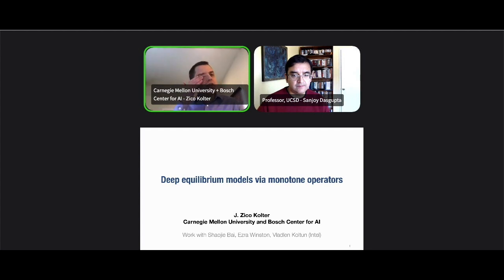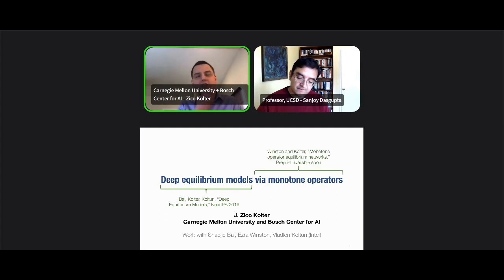Particularly, I'm going to talk about this new class of model called deep equilibrium models. But that's the first half of the talk, and this is largely following a paper that appeared this last year in NeurIPS. The second half of the talk, though, is going to be about trying to expand a little bit on the theory of these methods using a framework called monotone operators. So this work is actually appearing soon in a preprint. It's not available yet, but it will be shortly. So if you're listening to the talk and curious to find out more information, send me an email, and I'm happy to share the link when we post the preprint.